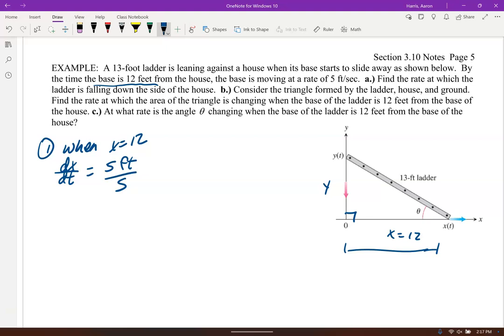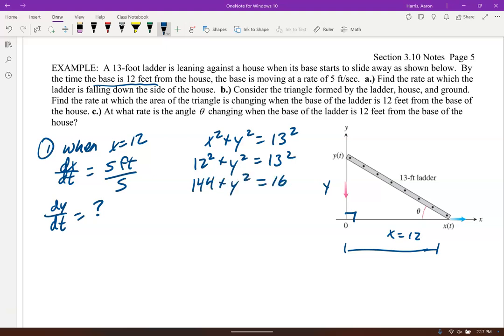Find the rate at which the ladder is falling down the side of the house. dy dt would be equal to what? Well, we know we have x squared plus y squared equals the 13-foot ladder squared, right? And we know that x is 12. So 144 plus y squared equals 169. So it looks like y ends up being 5. Right? So that'll be useful for us. y is also 5 feet when x is 12. y is 5.